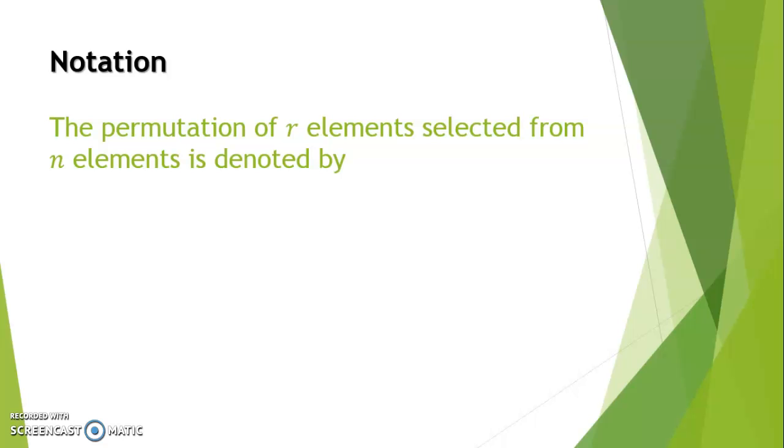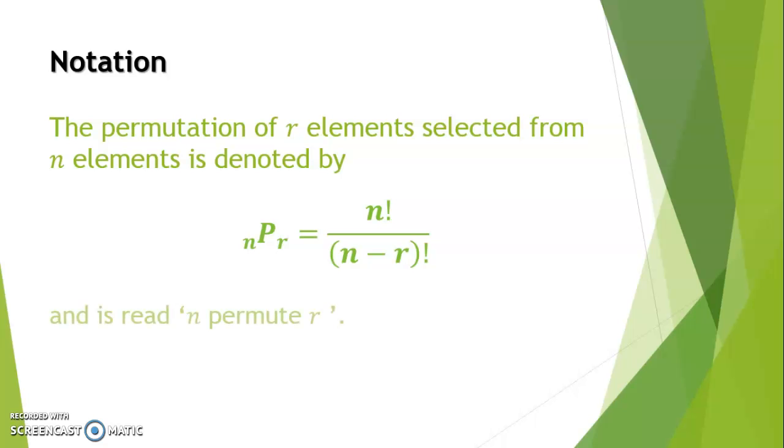In terms of notation, the permutation of r elements selected from n elements is denoted by nPr. So this is a way of just summarizing the fact we're doing a permutation without having to list a really long sequence of numbers multiplying one another. So nPr will stand for n factorial over n minus r factorial. In terms of reading it, we say n permute r. So nPr, n permute r elements.